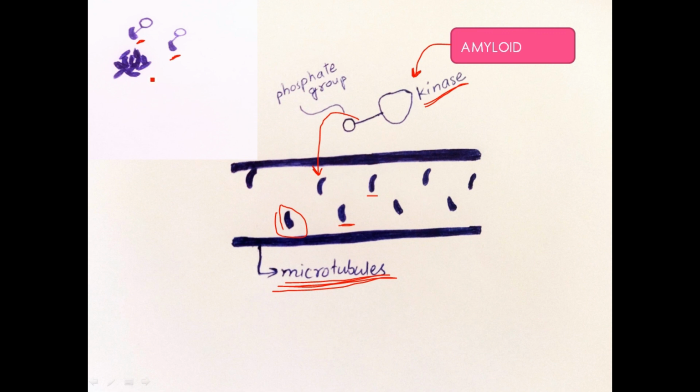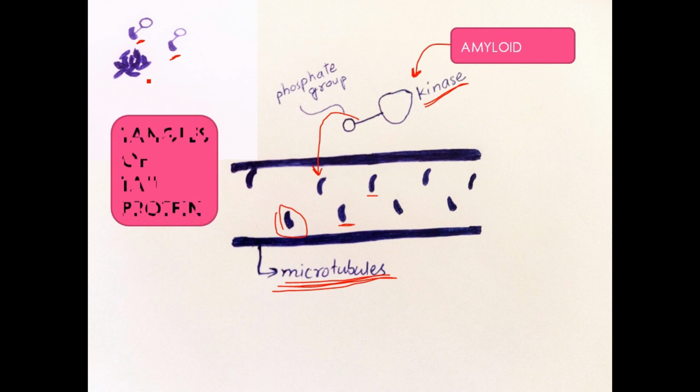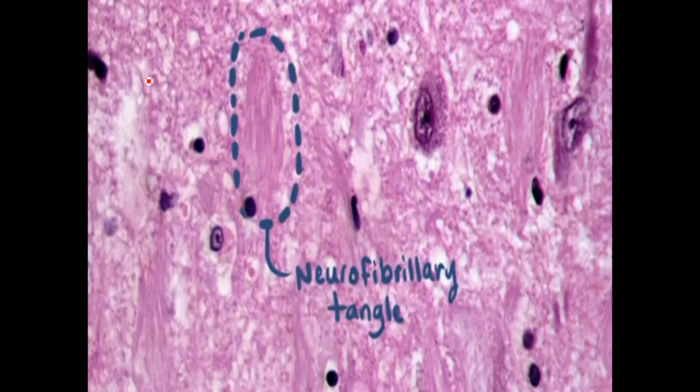The phosphorylated tau proteins then accumulate and form tangles of tau proteins. So here these vertical accumulations of tau proteins are called neurofibrillary tangles. Here is another neurofibrillary tangle. These tangles are formed inside the neuron.